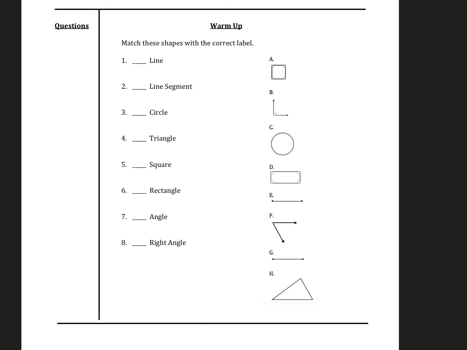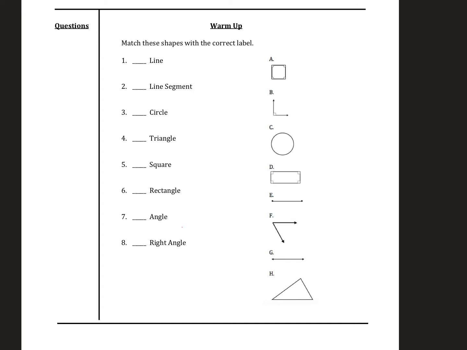Okay, welcome back. So for this section here, first thing we have is the lines. Which one looks like a line on here? It's kind of hard to tell, but the ones that look like lines to me are E and G. The difference between E and G is that E has dots and G has arrows.